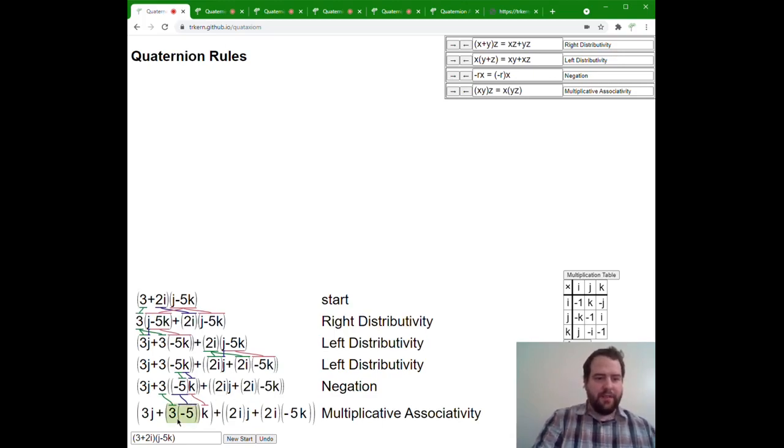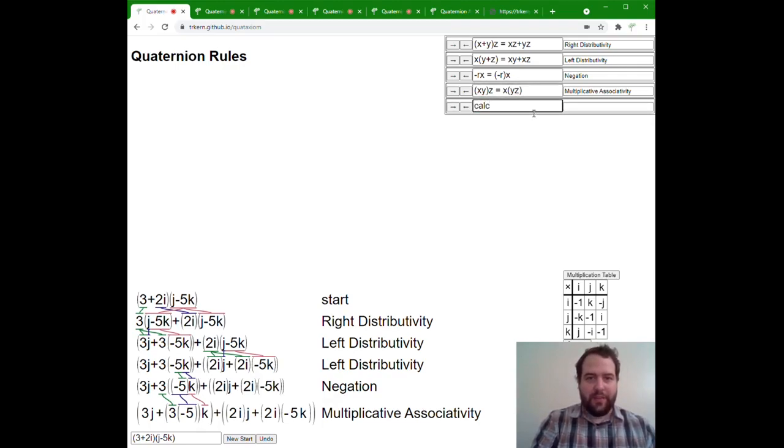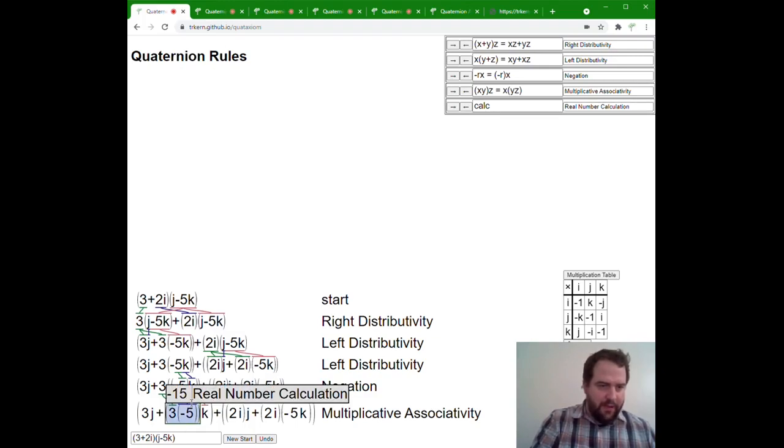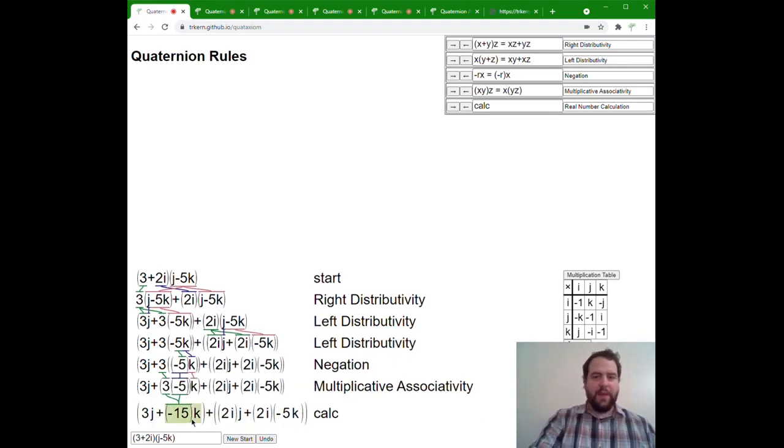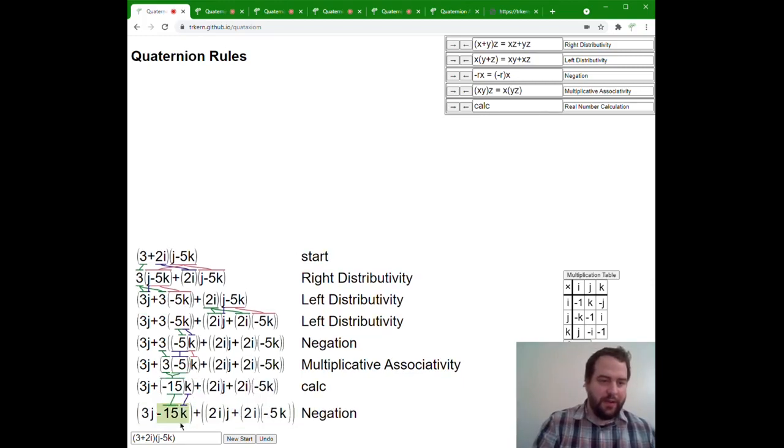And now we have 3 times negative 5, which we need a rule for. And this rule is actually a special rule. It's called calc. So this is just a real number calculation. And we can do 3 times negative 5 is negative 15. And then we can turn that back into a negative 15k. So that the system will turn it nicely into 3j minus 15k. But that's just an aesthetic thing. And actually we're going to have to turn that back later on when we want to combine like terms. Now we have the term 2i times j.